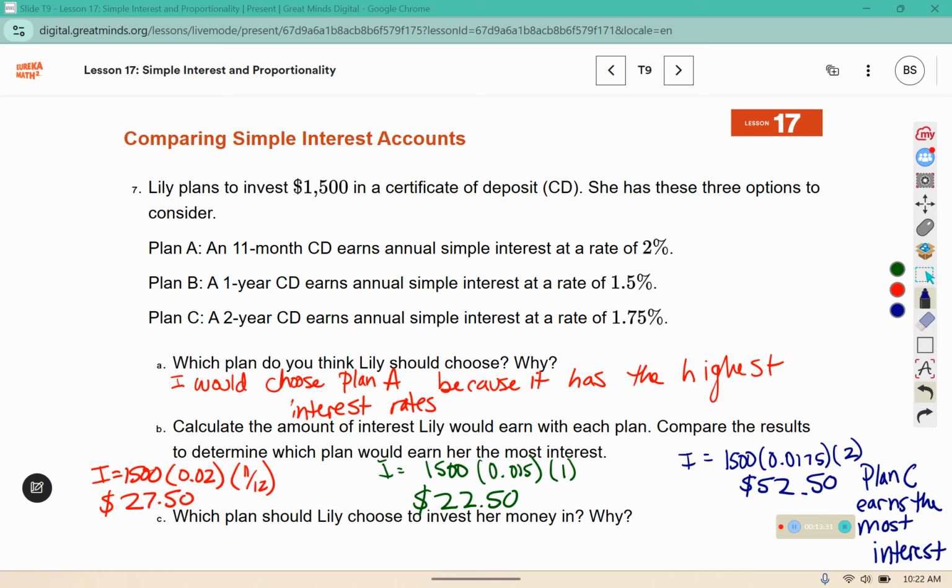Which plan should Lily choose to invest her money in? Why? You might still think that plan A is better because she would earn more money in a shorter amount of time than if she left it in the plan C for the same amount of time. But you might choose plan C because it has the most interest. I would stick with plan A.